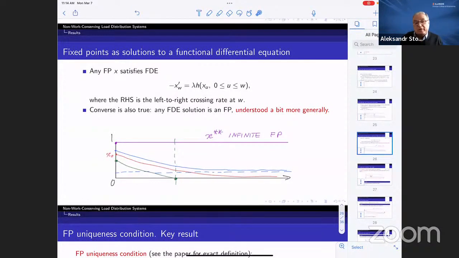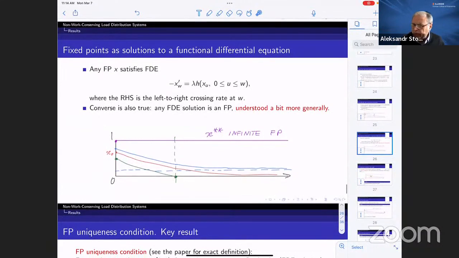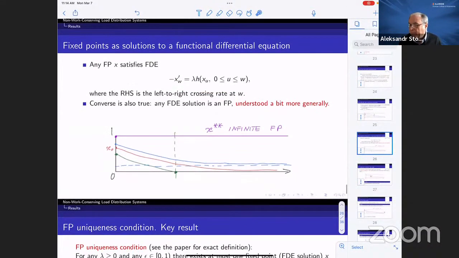Right, this is a differential equation for the evolution of X of t. But we will be interested only in the equation for the fixed point. So the converse is also true: any solution to this equation will be a fixed point, if we understand fixed point a little bit more generally, right? Which means the following.